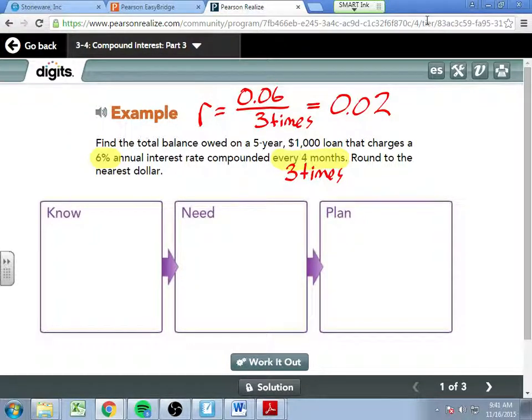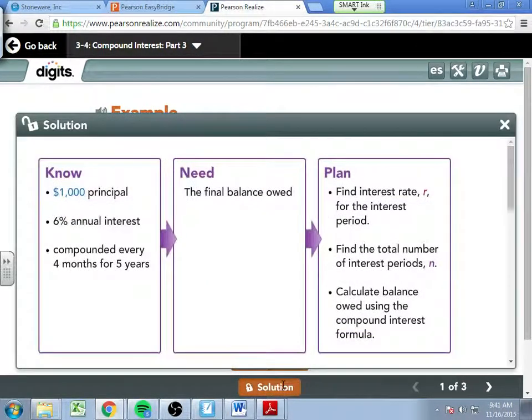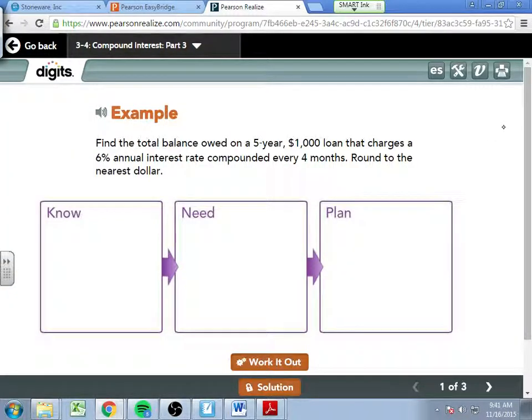Anyone have questions? I'm going to show the solution. I want to know if anyone has questions before I show the solution. Here is what we would have done every 4 months.